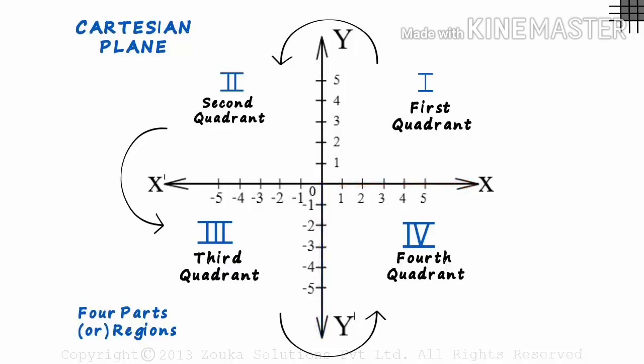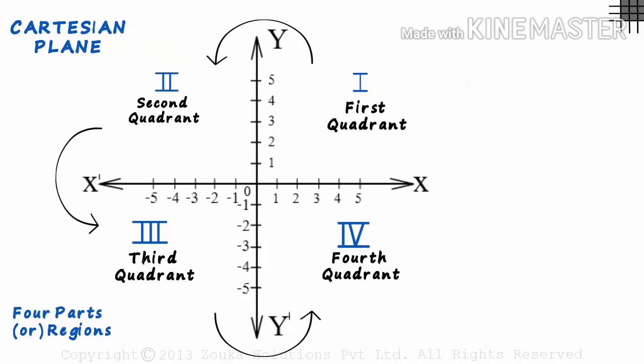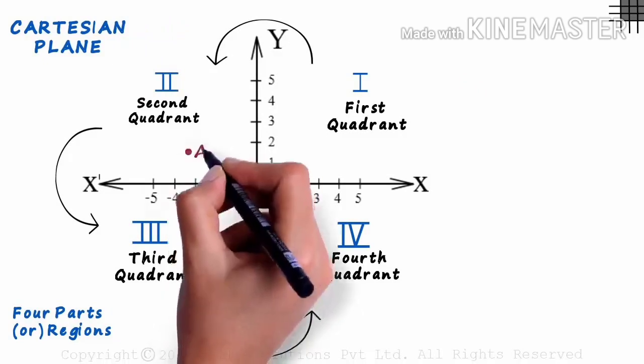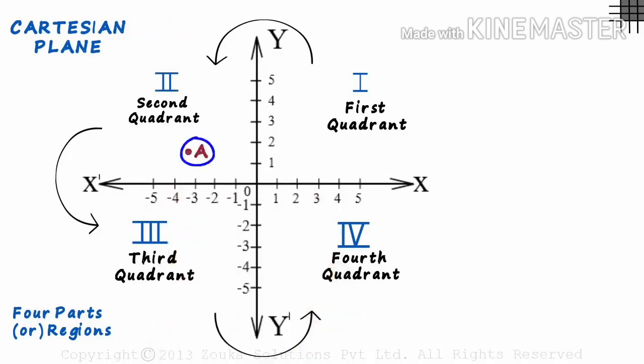Does that mean that every point on the plane will lie in any one of the quadrants? Let's mark a few points on the plane and see which quadrants they lie in. Let's assume I mark point A here. This point lies in the second quadrant. So we write A, 2 here. Point A lies in the second quadrant.